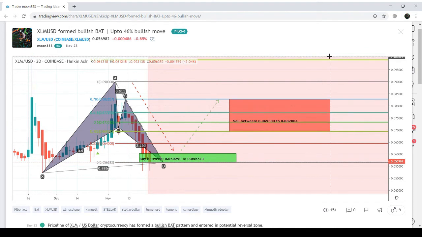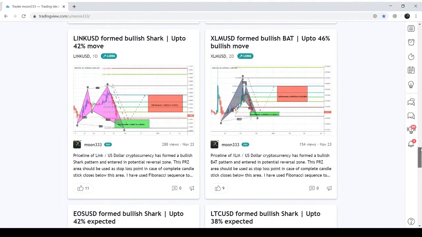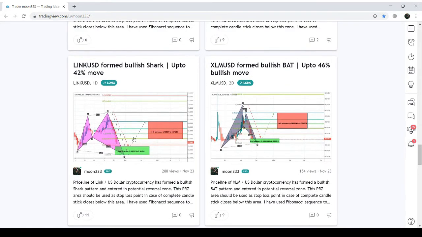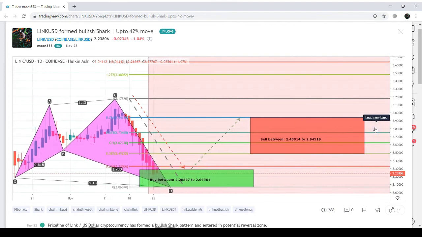Our next is the XLM with US dollar, and this trade has the potential to give up to 46%. Our next coin after XLM is Link with US dollar, the Chainlink. And here we can see the price action has formed another bullish Shark pattern.